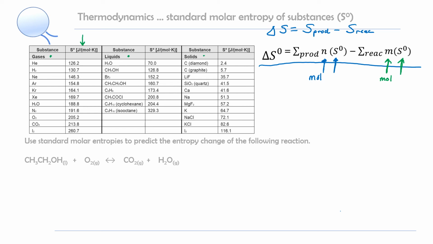Okay, so let's predict the standard molar entropy change for this given reaction. We have ethanol reacting with oxygen to produce carbon dioxide gas and water gas. This is a combustion reaction: reaction with oxygen to produce CO2 and water, classified as a combustion. All right, the first critical thing we do is make sure it's balanced, because our entropy values all depend on how many moles of each substance.